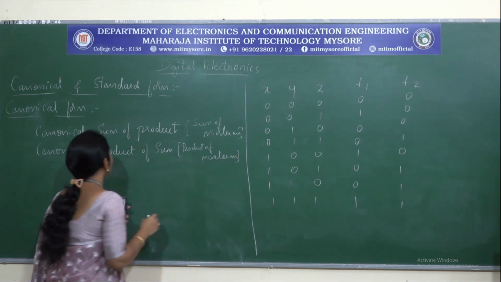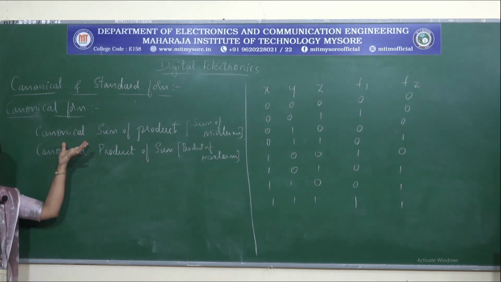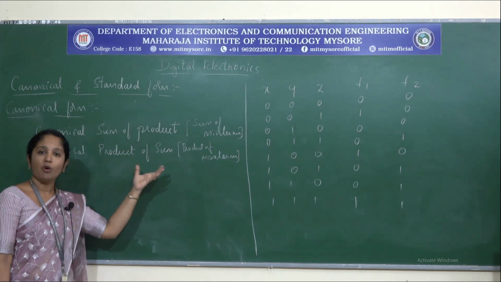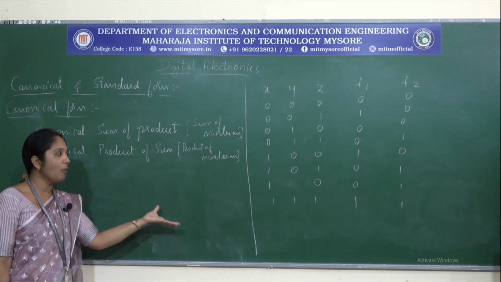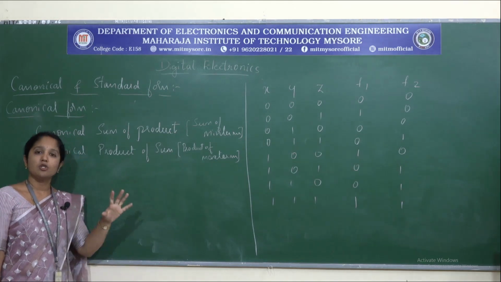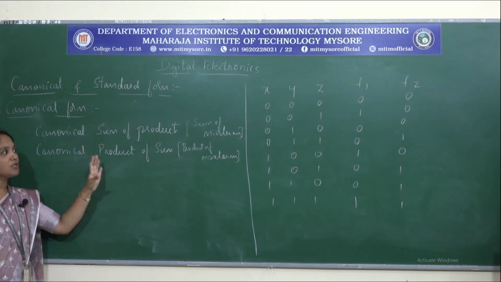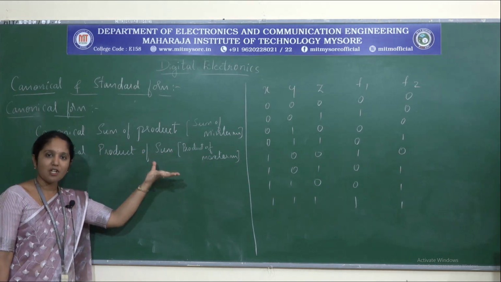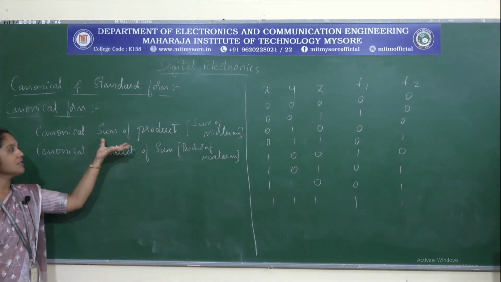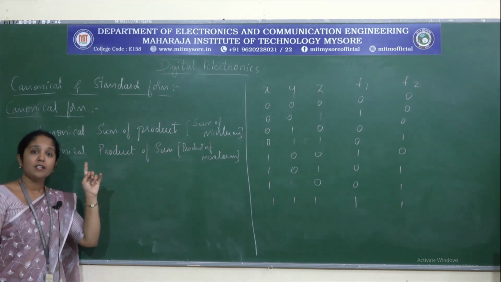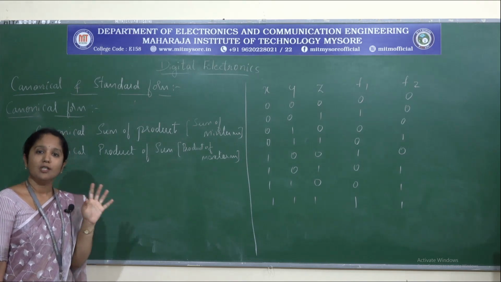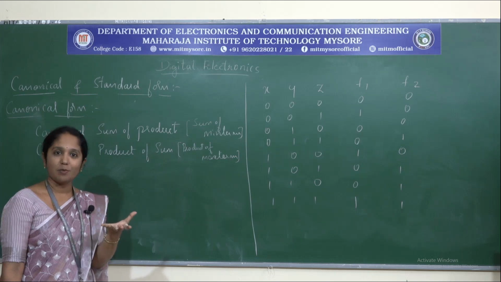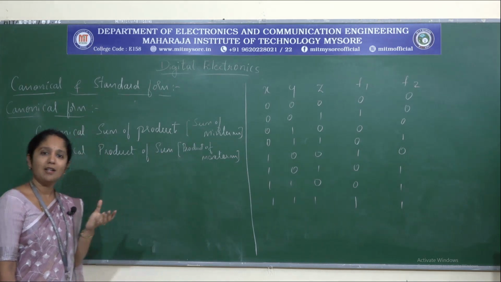So what is canonical SOP? Canonical SOP is the sum of minterms. Minterms, we have seen how to write the minterms for all the combinations if you consider 3 variables. So the sum of minterms which will result in logic 1 for a particular function, that expression is called canonical sum of product. Remember, that should not be a reduced one. So the original expression, whatever we write from the truth table, is called canonical SOP.